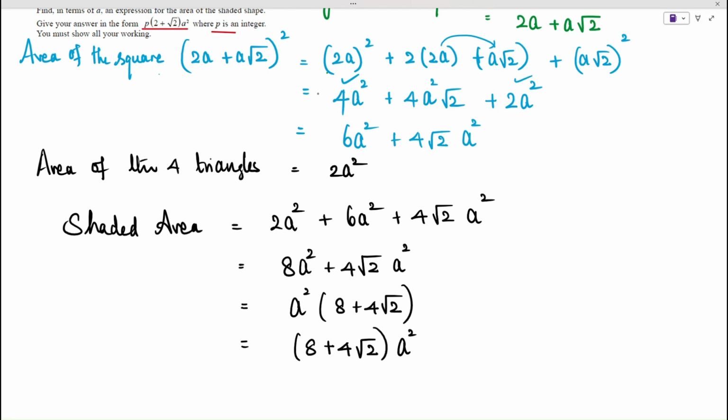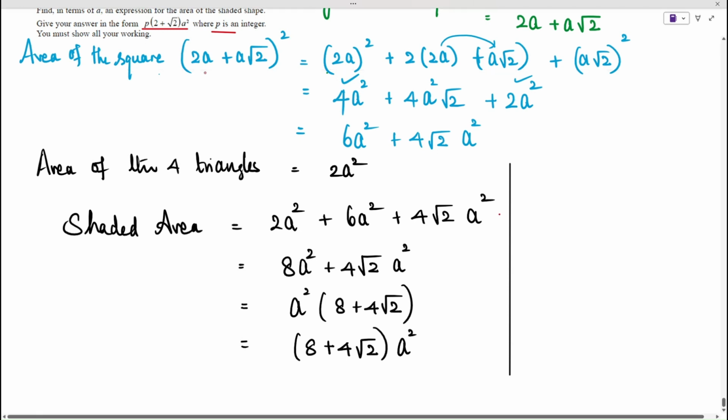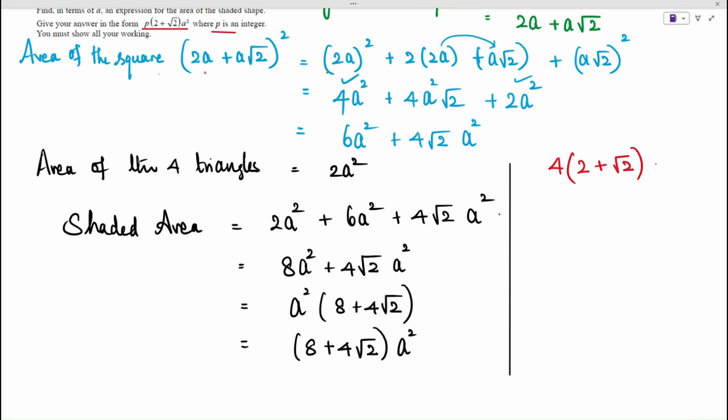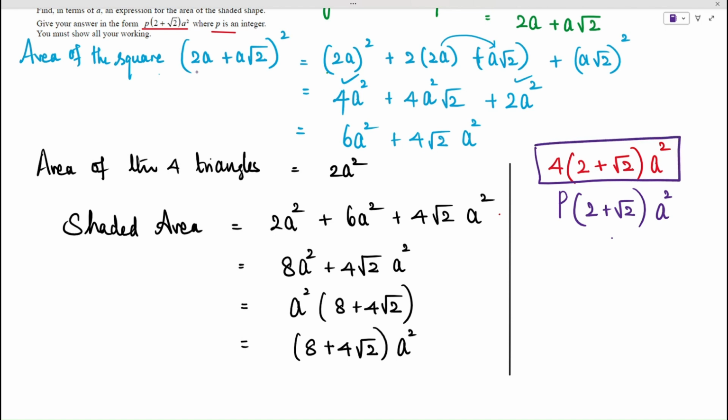Now we can factorize out our value of p. So what we can factorize out from our 8 plus 4 root 2 is 4. So we have 4 times 2 plus root 2 times a squared. And this is in the form of p times 2 plus root 2 times a squared. And so we know that the answer that we have is where p is an integer, and this is correct.